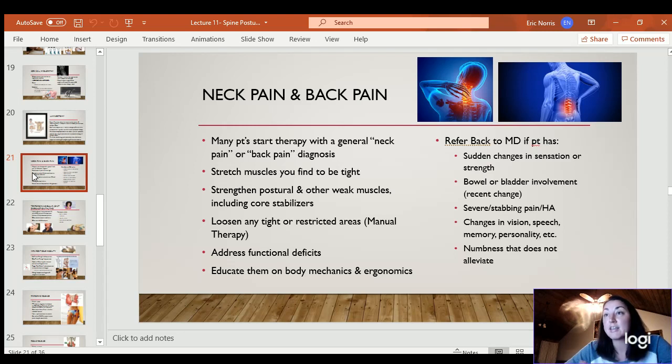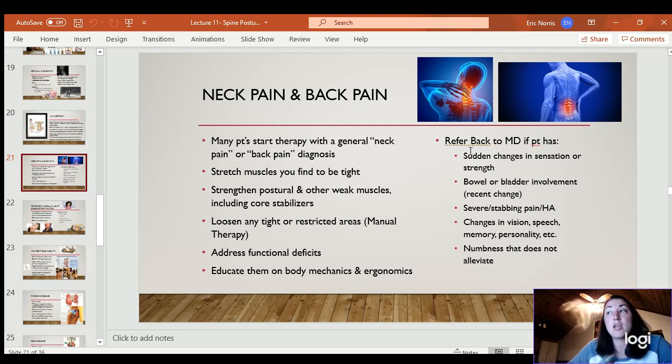Well, just like anything else, you stretch what's tight, you strengthen what's weak, especially core stabilizers almost always, whether it's neck or back. Core stabilization would be good. If it's neck, deep cervical stabilizers would be good. Do manual therapy to loosen up any areas that seem to be tight. Address the functional deficits if they're having trouble reaching overhead or walking or whatever, then you could add gait training or functional reaching, and then educating on the body mechanics and the proper ergonomics.